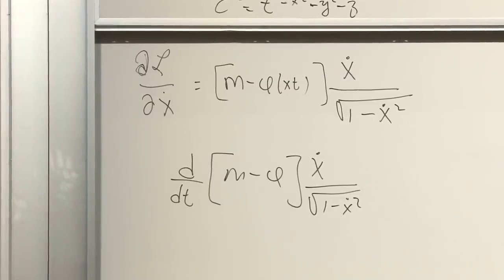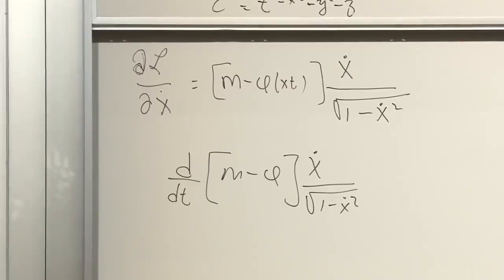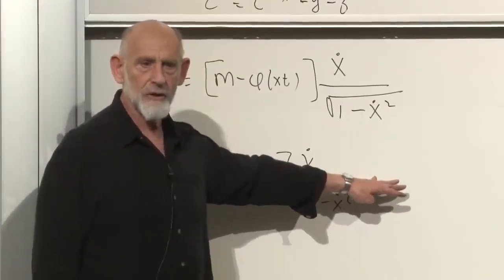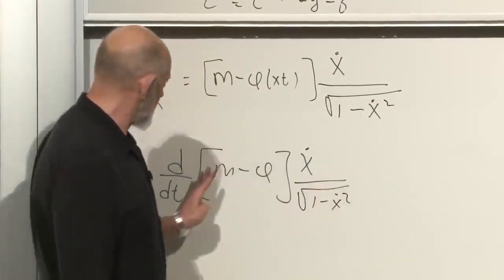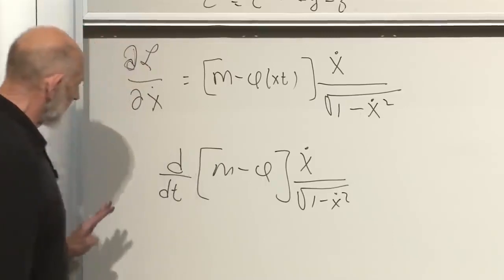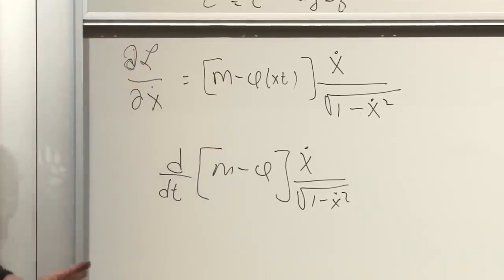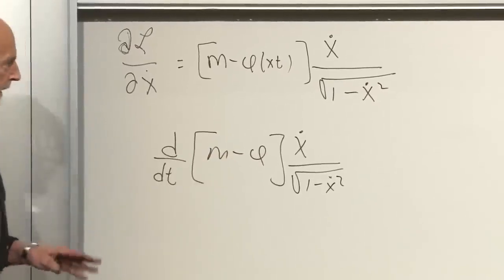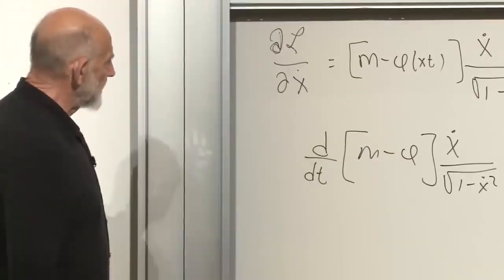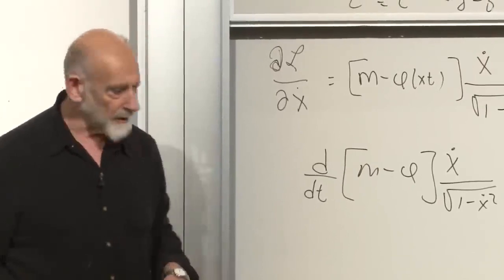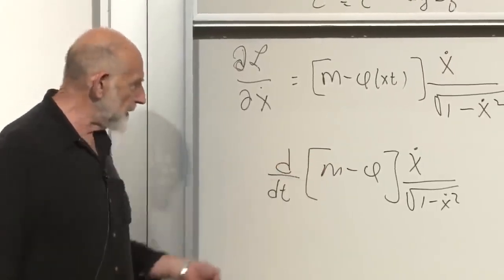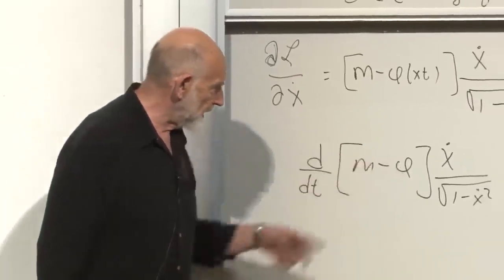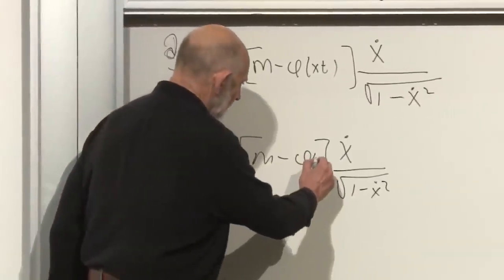That's one piece. Then what's the other term in the Lagrange equations? If you're differentiating with respect to time, what about the phi of x and t? You have to differentiate it. We'll do it in a minute. Right, but what's the other term? Minus dL/dx. Does x appear in this Lagrangian? Yes, it does. It's in phi. Phi depends on x and t.